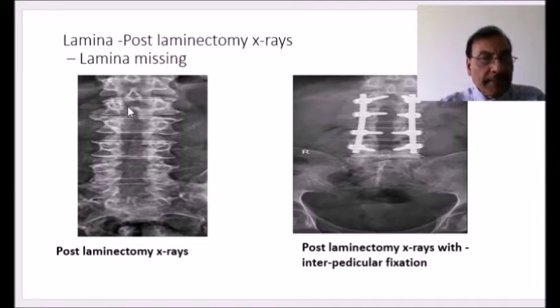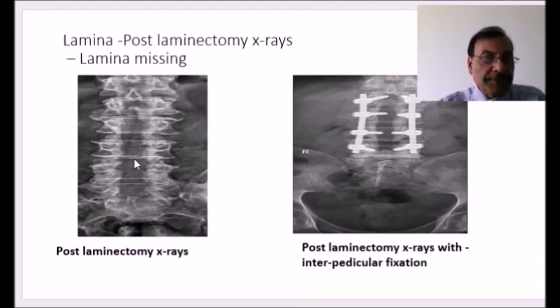You can see my cursor going here. Now see the vacant space in this part. It should have been like this. See, this lamina is here. It is not vacant like this. This means the lamina has been removed along with the spinous process. Neither the spinous process is here nor the lamina. Part of the lamina and spinous process removed. This is a post laminectomy X-ray.